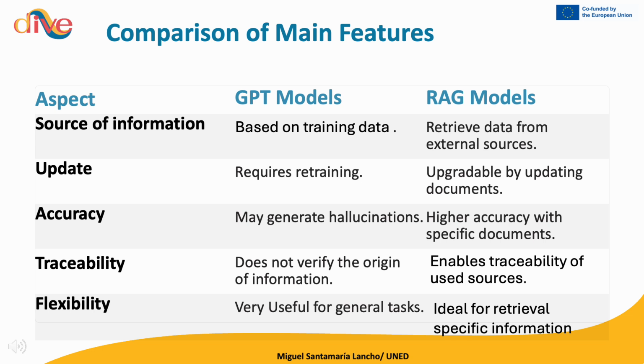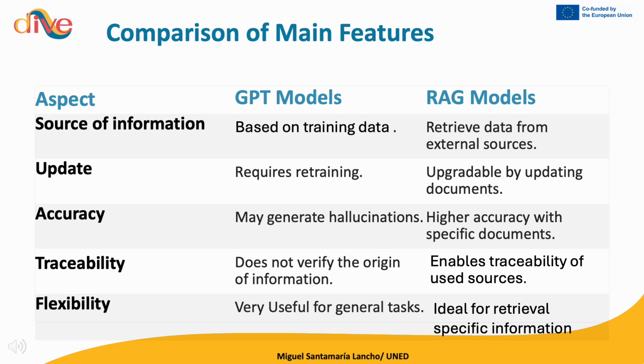This slide presents a side-by-side comparison between GPT models and RAG models. GPT models rely entirely on their training data. They are flexible and perform well in general tasks, but they can produce hallucinations or unverifiable information. Also, updating them requires retraining the entire model, which is resource-intensive.